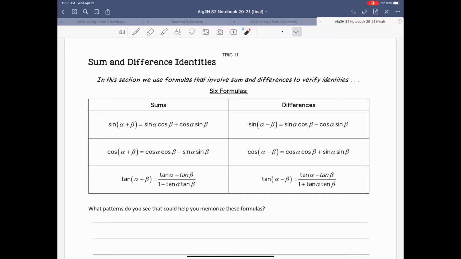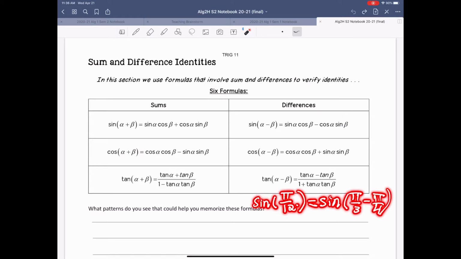Now, why might the difference identities be useful? Well, once again, this time, let's say we're taking the sine of pi over 12. I know that pi over 12 can be written as the sine of pi over 3 minus pi over 4.